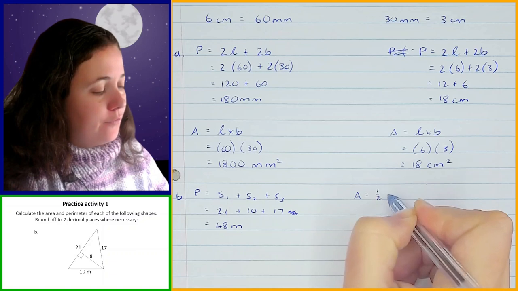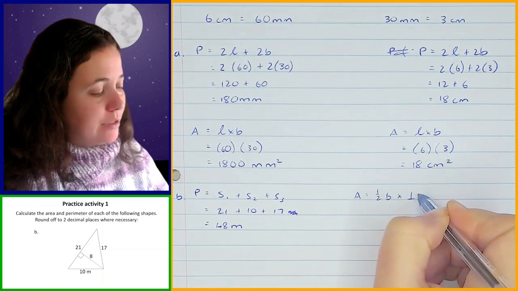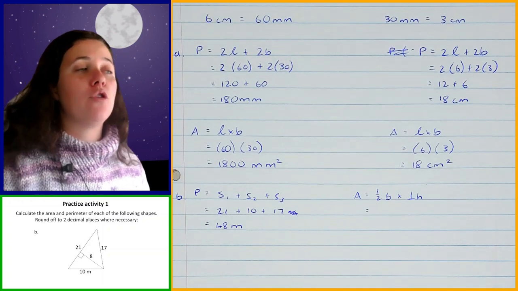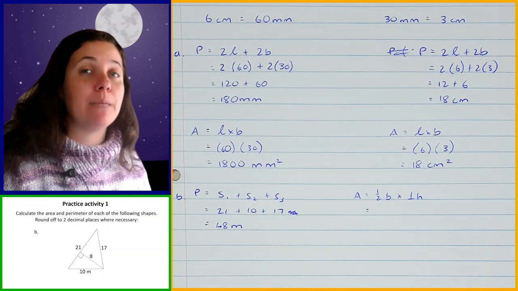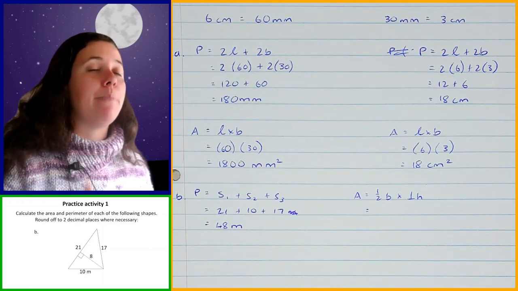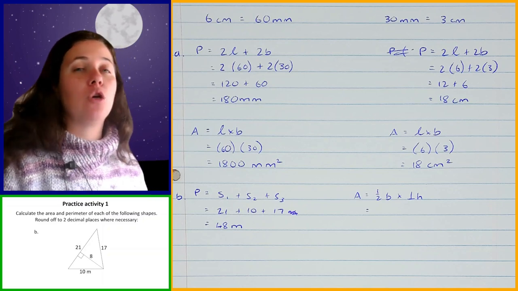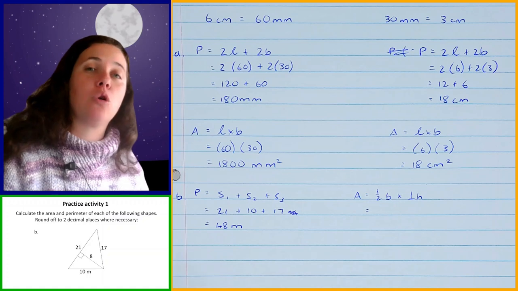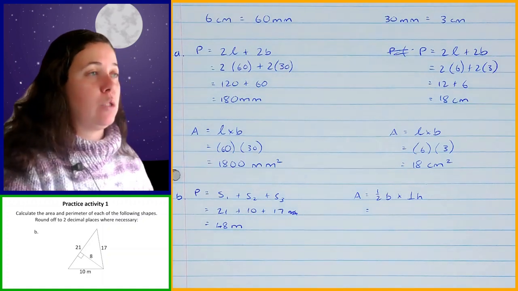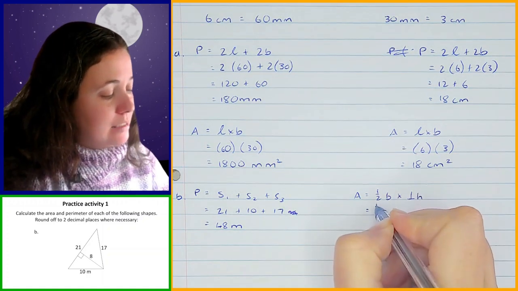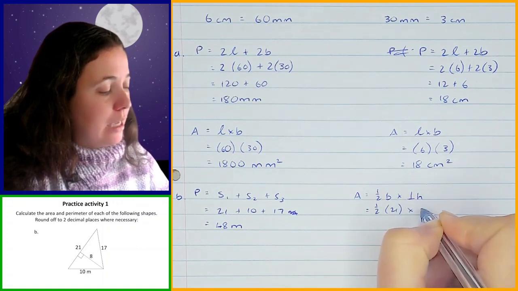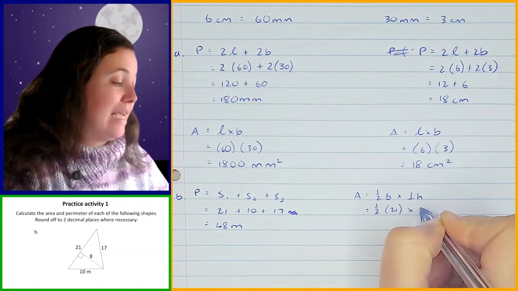Remember, it's half base times the perpendicular height. In this example, the base of your triangle is not 10, even though 10 is the bottom. The base is 21, because the 8 is the perpendicular distance from the opposite corner to the side that is 21 meters long. So my base is 21, so it's half times 21 multiplied by the perpendicular height, which is 8.